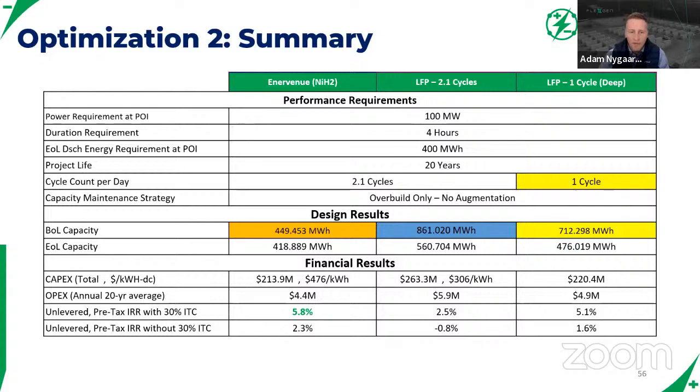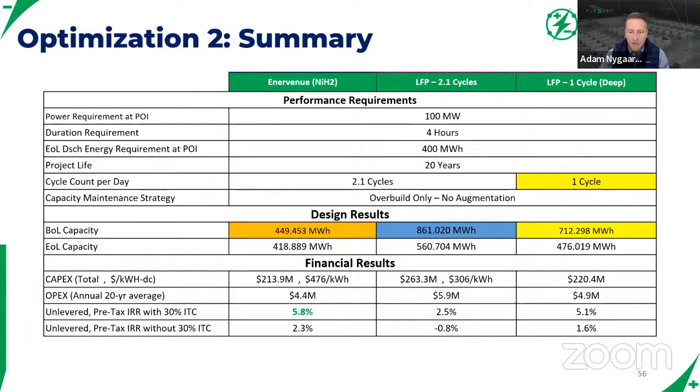The first thing I want to point out, as you guys have shown, is that this optimization 2 between Intervenue and LFP really did consider it running at 2.1 cycles. So I did show here the 1 cycle deep discharge. What you're seeing on the far right in the yellow is the comparison: for LFP, you would need to add another 140 megawatt hours to account for the now 2.1 cycles that you need to run per day as opposed to 1 cycle. So just want to clarify that if there's confusion on this slide.